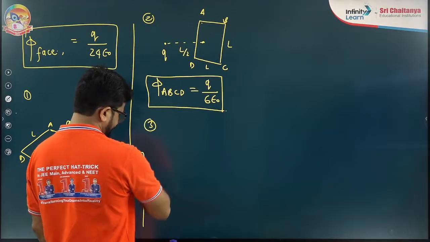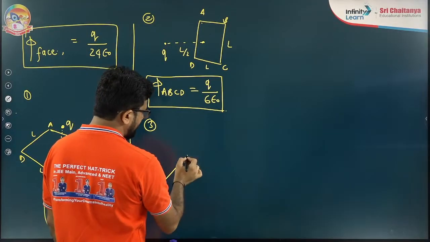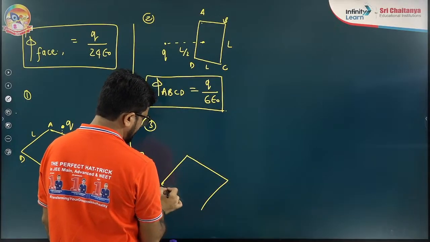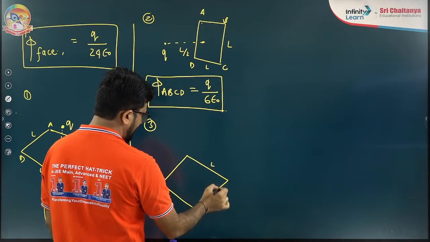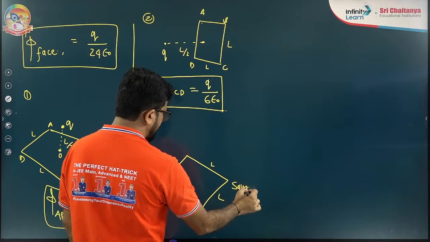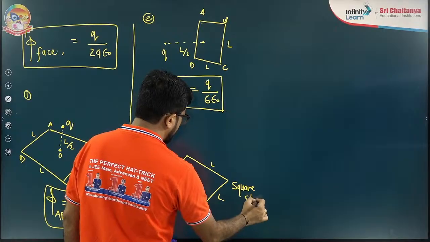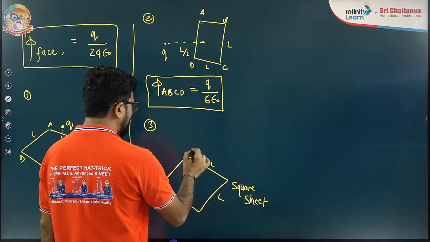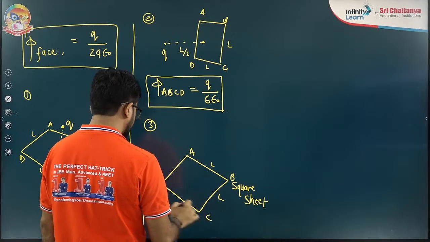Problem number 3. Suppose there is one square sheet. Assuming it is square, with side L. I am writing properly, no confusion. It's a square sheet, beta. In this square sheet, the vertices are named A, B, C, D.